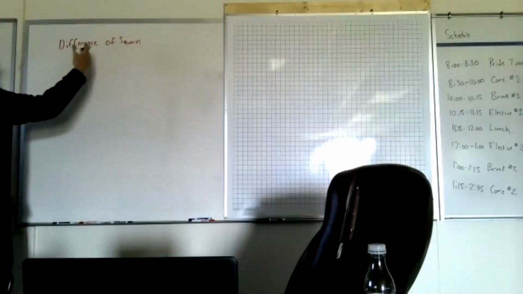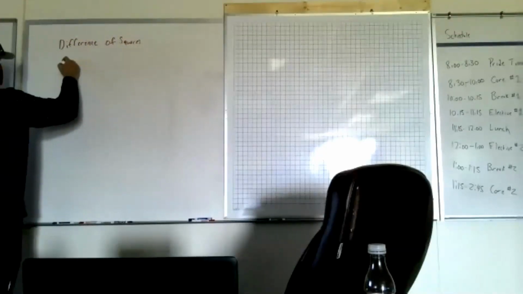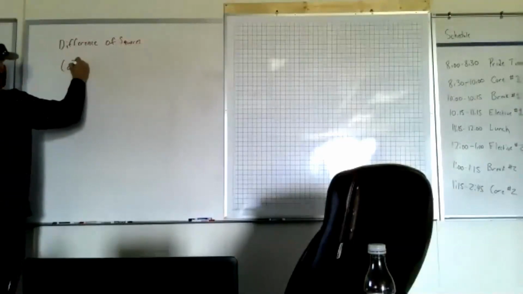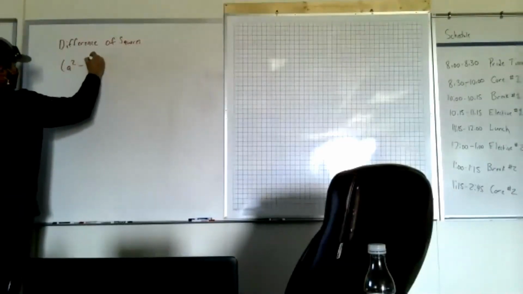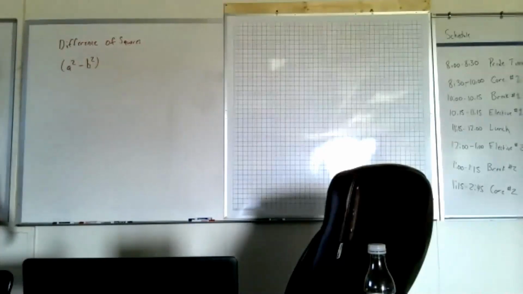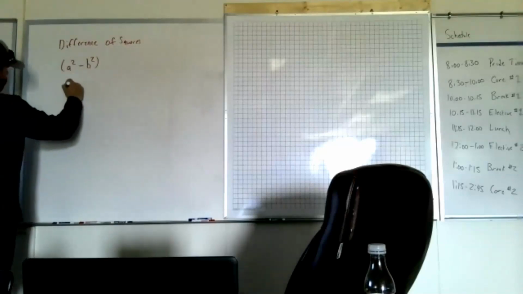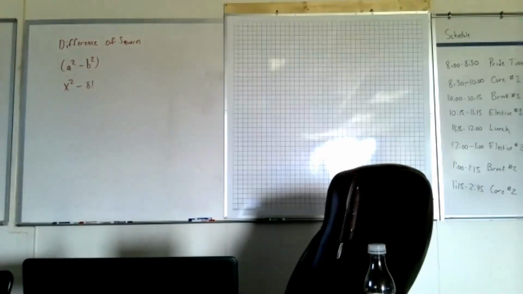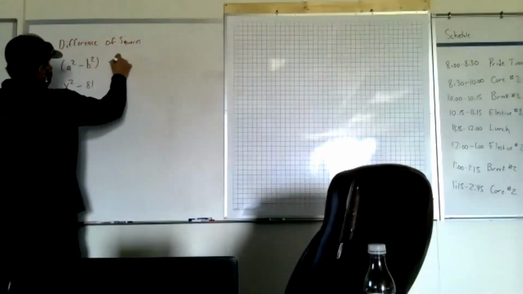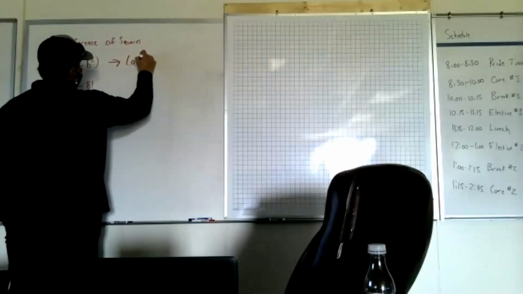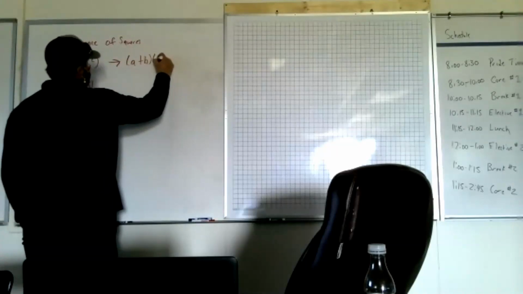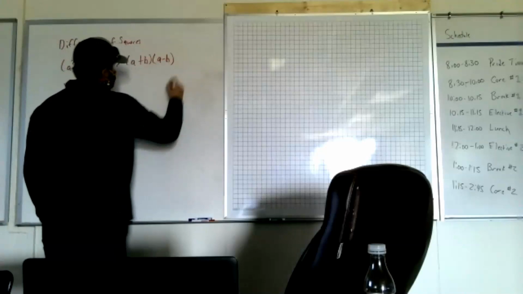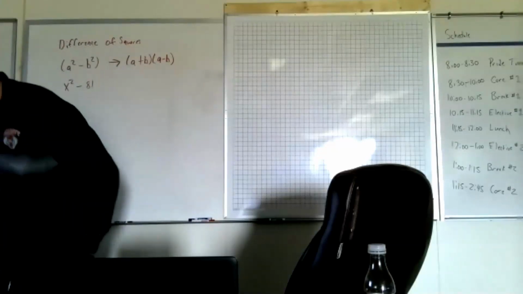What that's representative of is we're going to end up in a scenario where it's A squared minus B squared. A and B are just representative. An example of this would be like x squared minus 81. They're both perfect squares, right? This factored form for the difference of squares will always be A plus B, A minus B. The difference of squares.